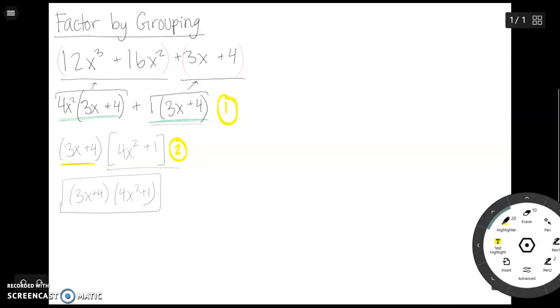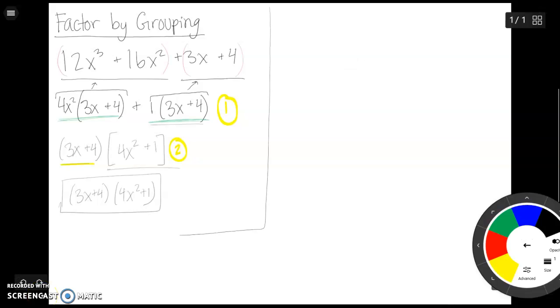Let's go ahead and do a couple more examples. Okay, so the next example I want to do is 3x cubed plus 3x squared plus 3x plus 3. When I see something like this, the first thing I'm going to look at is see if all the terms have a greatest common factor in them. And in this case, they do. Every term is divisible by 3. So I'm going to start just by factoring a 3 out of here.